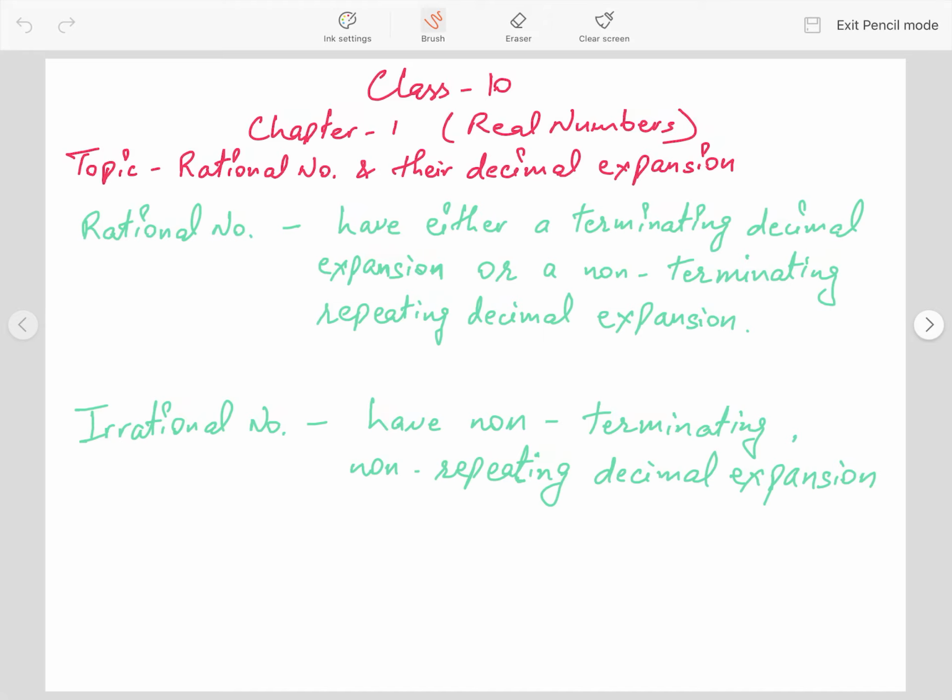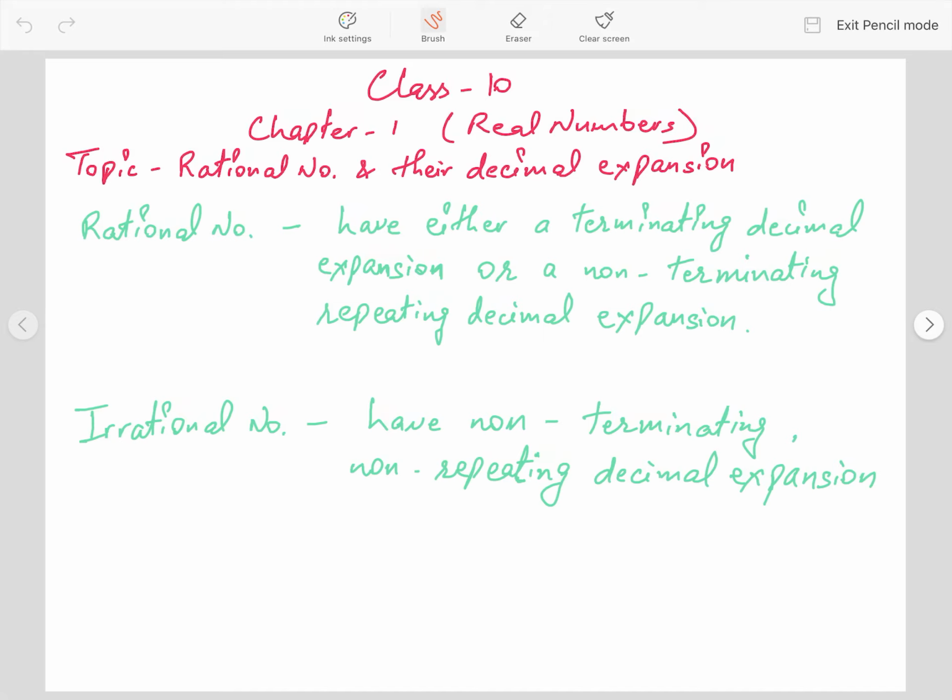CBSE Chapter 1 Real Numbers. Topic is rational numbers and their decimal expansion. Students, in the previous classes, we have studied that rational numbers have either a terminating decimal expansion or a non-terminating repeating decimal expansion. And for irrational numbers, we have read that they have a non-terminating, non-repeating decimal expansion.